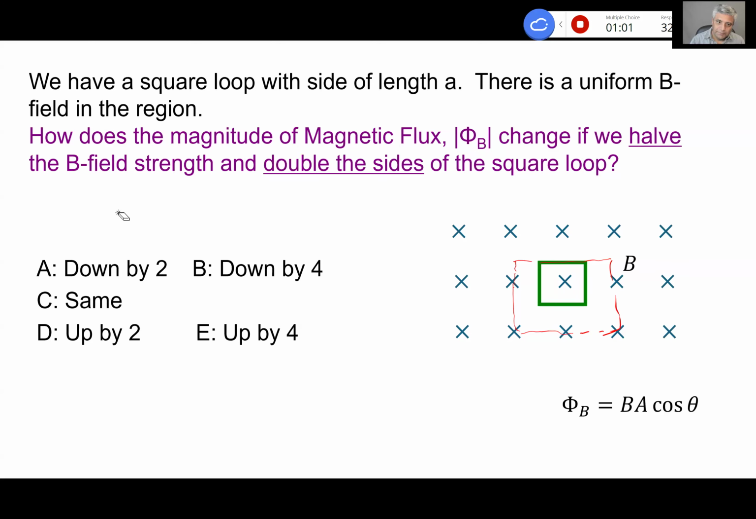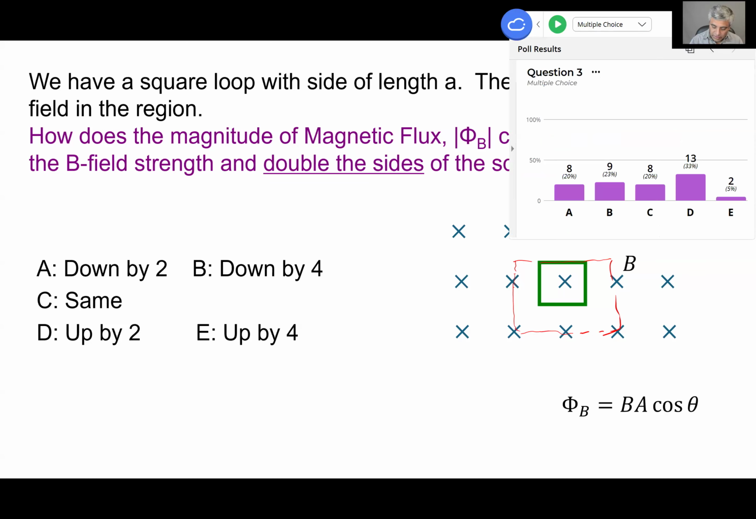Thirty more seconds. Five more seconds. 5, 4, 3, 2, 1, and it stops. Okay. Let's see what we got here. So we're getting all of them, basically.